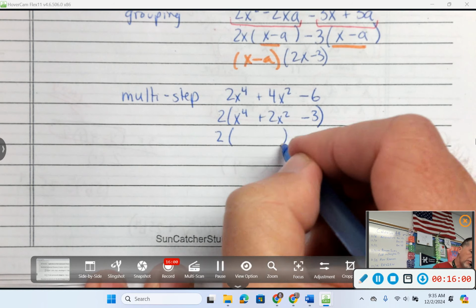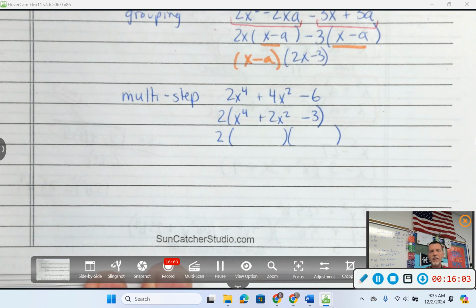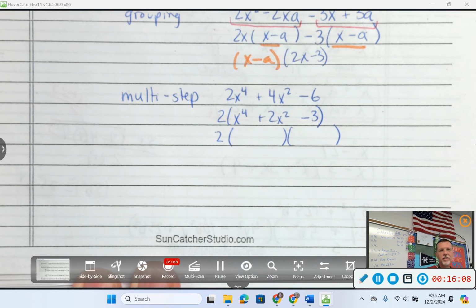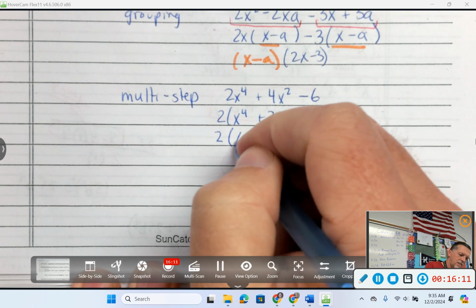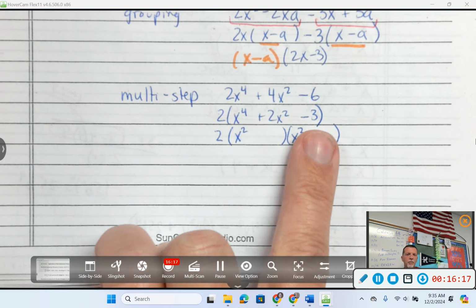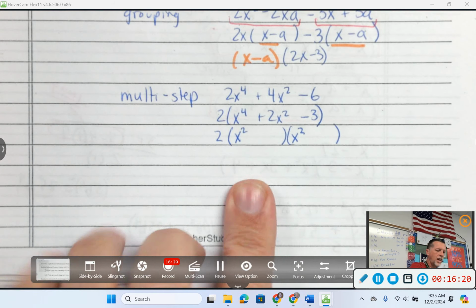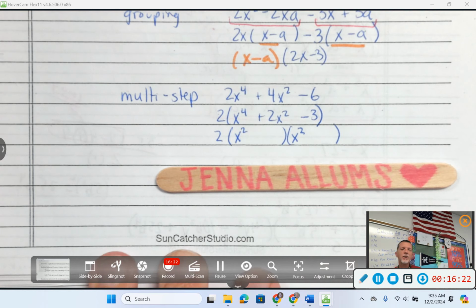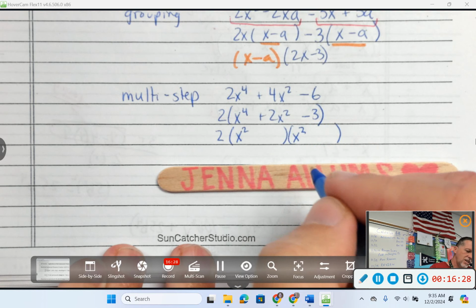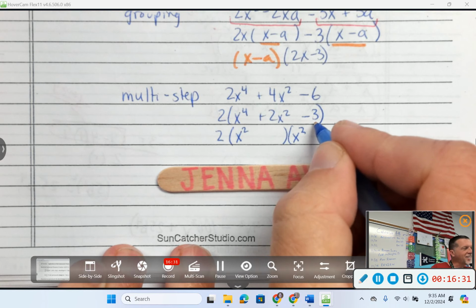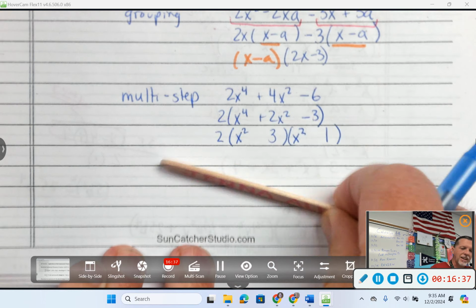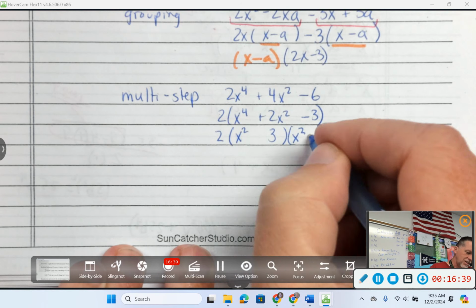Let's see, I think that will factor further. What two things could I multiply to get x to the fourth? x squared and x squared. And then it sort of turns into a normal factoring. I need to multiply to get negative 3 and add to get 2. So, Jenna, what could I do to accomplish that? I want to multiply to get 3. Oh, 3 and 1. And then what do the signs need to be so that I land at a positive 2? -1 and positive 3. Good.